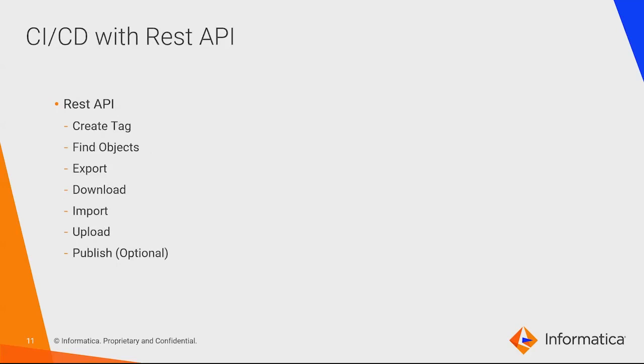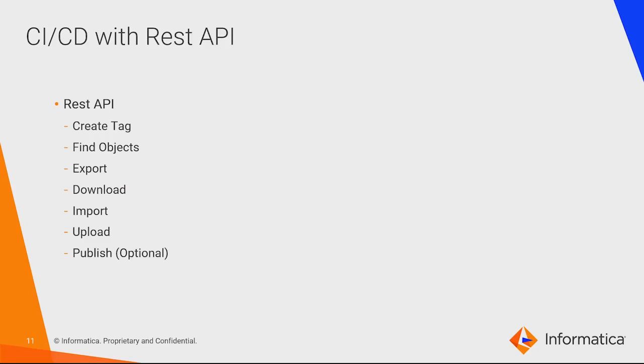Right now, cloud integration, cloud deployment. So continuous integration, continuous deployment with REST API. This is what we're going to focus on in the demo. We're going to use Informatica Cloud REST API resources, which are create tag, find object, export, download, import, upload, and publish. These resources we can use to automatically deploy the code from dev to test, or test to production, or other orgs if they have.